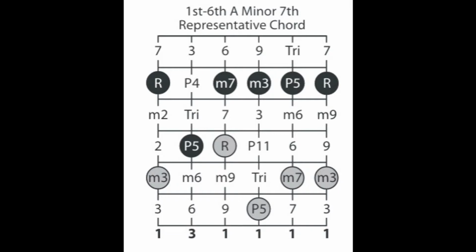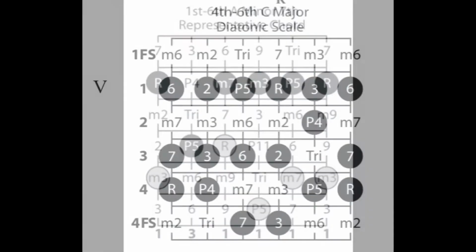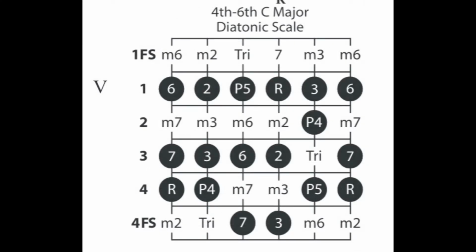Now, let's talk about the bottom. The bottom two diagrams are scales. The first scale on the left is the fourth, sixth C major diatonic scale. This means that the root note for this scale is underneath the fourth finger on the sixth string. This is a C major scale.